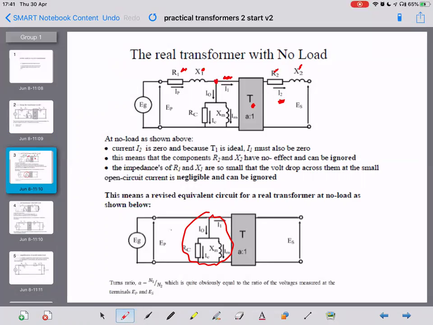Okay, and the transformer ratio, if we had a transformer like that, we can get the ratio by measuring the voltages that we put in at EP and ES. That would give us our N1 over N2, or the transformer ratio A. All right? Everybody happy with that? Yeah, fine.